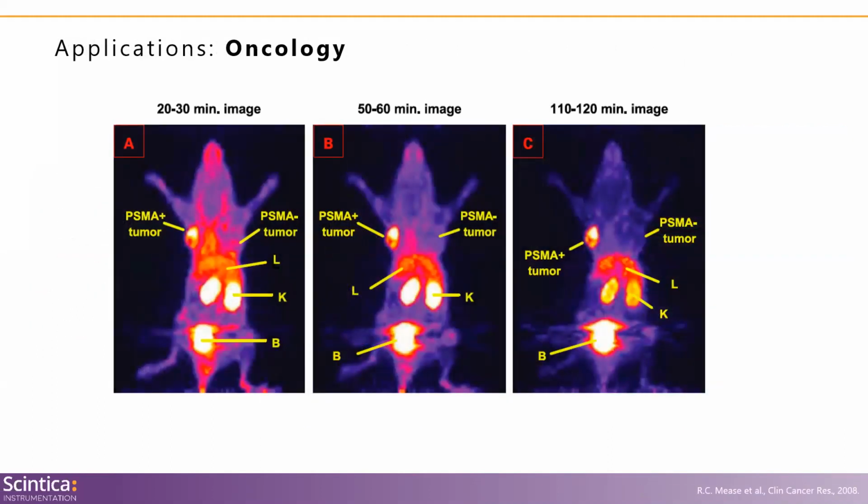So I would say the most common application of PET still remains to be oncology. And so in this example, the mouse had two tumors, one that was positive for PSMA, or prostate-specific membrane antigen, and the other that was negative for the antigen. And so in this experiment, the PET agent was specifically designed to target PSMA, and we can nicely visualize that positive tumor over time. We also can see that this agent does have some affinity for the liver, kidney, and bladder.